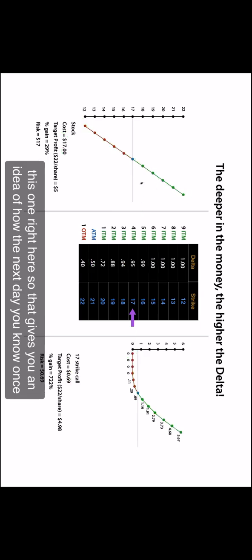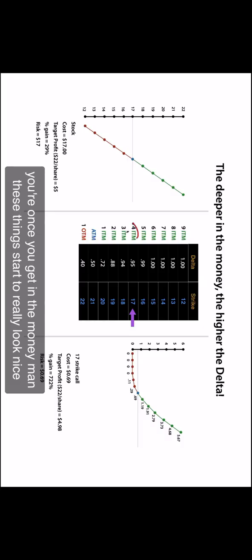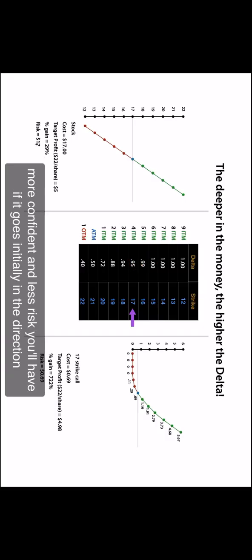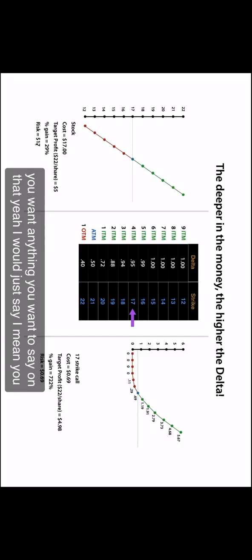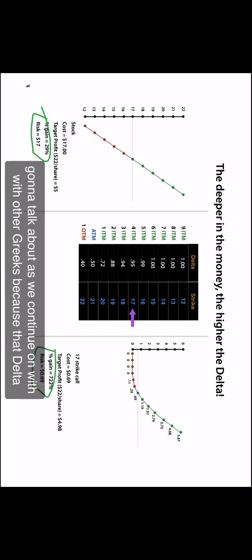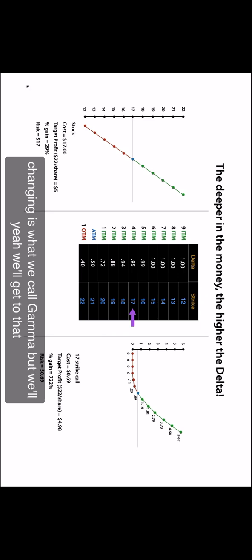So that gives you an idea of how, the next day, once you get in the money, these things start to really look nice, and you get safer and safer. The further in the money you get, the more confident and the less risk you'll have if it initially goes in the direction you want. Anything you want to say on that? Yeah, I would just say, you hit the points. Your delta is changing. It's one of the things we're going to talk about as we continue on with other Greeks, because that delta changing is what we call gamma. But we'll get to that.